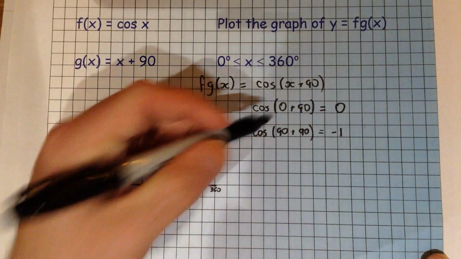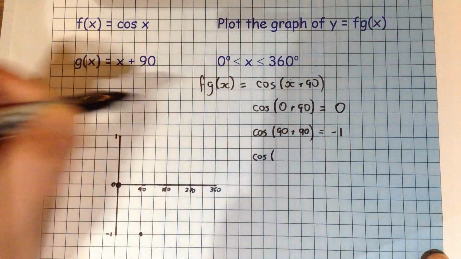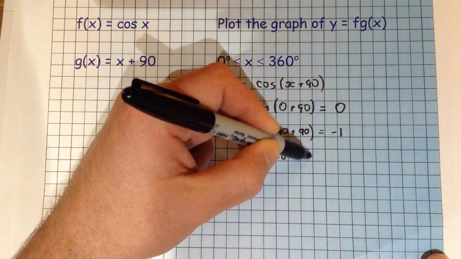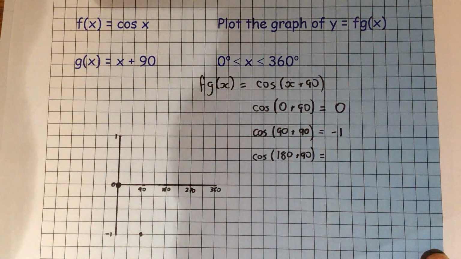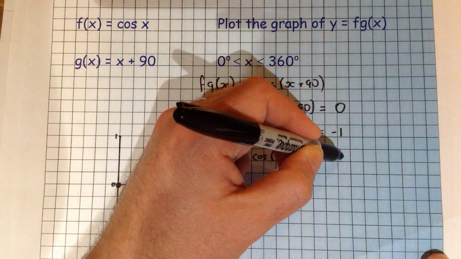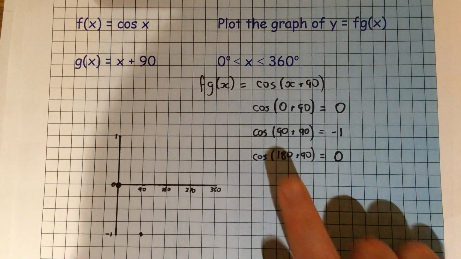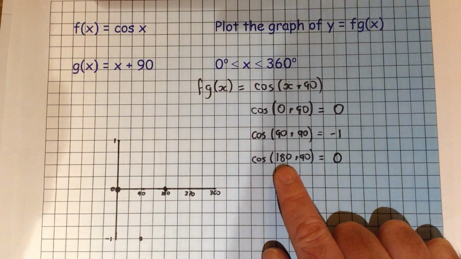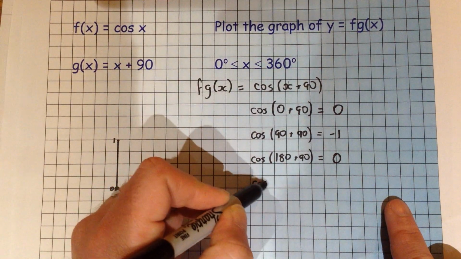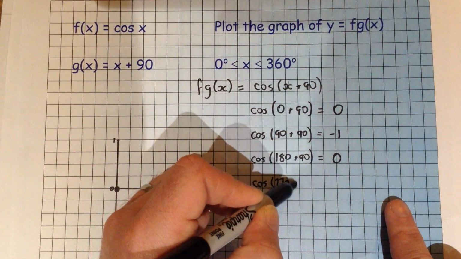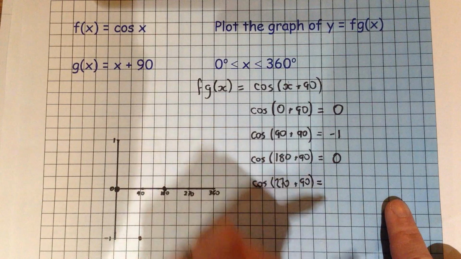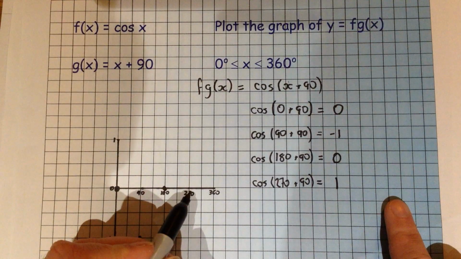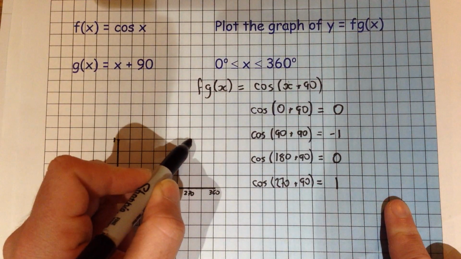So remember, it was 90 that I substituted in, so at 90, I'm going to put a little dot at minus 1. I'm going to do the same then, cos, if I substitute 180 in this time, so 180 plus 90, which is just the same as cos of 270. Cos of 270 gives us 0, putting it into a calculator. So when I've used the number 180, the value of this is 0, so just there.